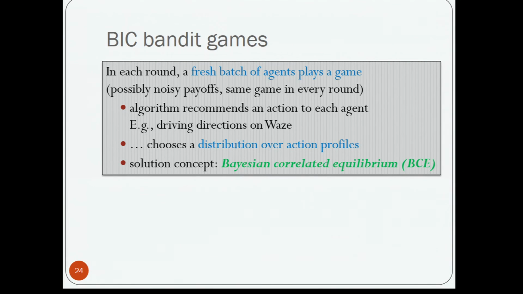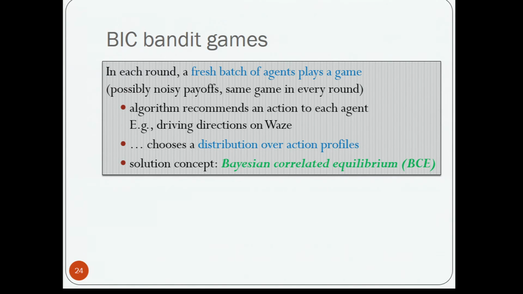Okay, and the final thing that I wanted to mention is a slightly more complicated setup where in each round, instead of a single agent showing up, we have a batch of agents that show up and play a game. So one agent's actions could impact other agents' actions. And it could be a game with noisy payoffs, but it has to be the same game in every round, right? So agents show up, the algorithm recommends an action to each agent.